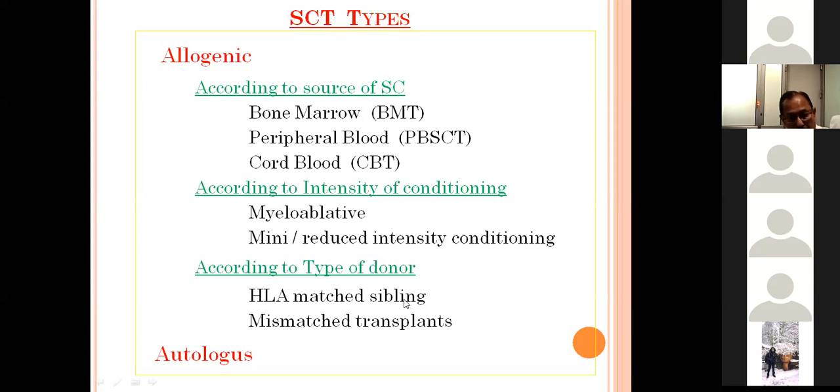Overall, HLA match sibling, भाई या बहन से अगर ट्रांसप्लांट किया जाए, भाई या बहन से अगर स्टेम सेल लिए जाए, तो उसका results are superior compared to other family members or non-family or mismatched.